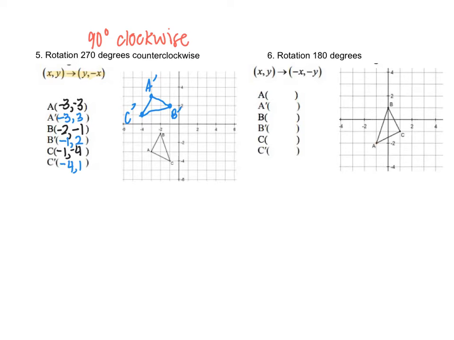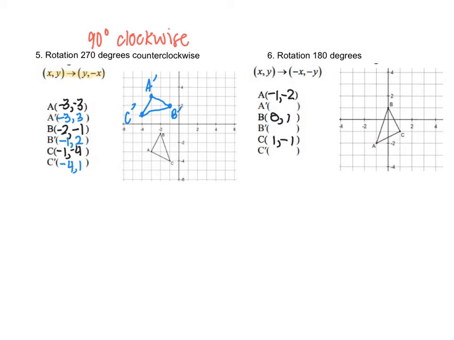Our next example is the rotation of 180 degrees. Now, for 180 degrees, we don't have to signify whether it's clockwise or counterclockwise, because 180 degrees is the same in either direction. So I'm going to start off by listing my original points. A is at -1, -2. B is at 0, 1. And C is at 1, -1.